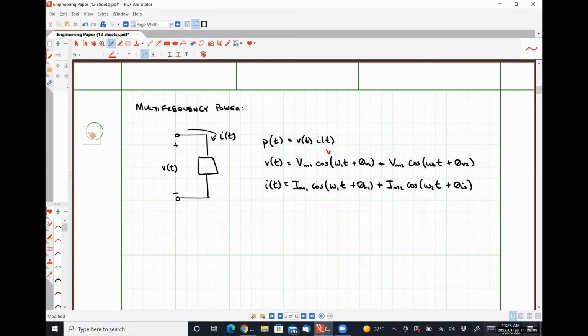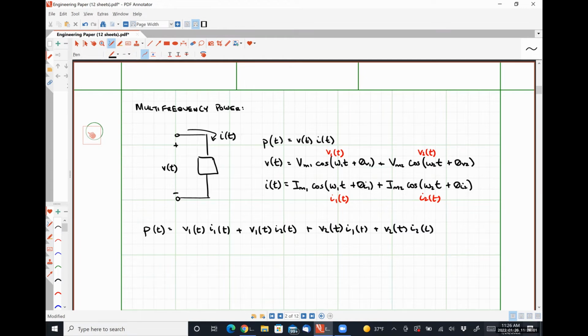So I'm going to call this part V1, this part V2, this part I1, and this part I2, so that we can easily see power is going to be V1 I1 plus V1 I2 plus V2 I1 plus V2 I2. So I'm simply multiplying these guys together.